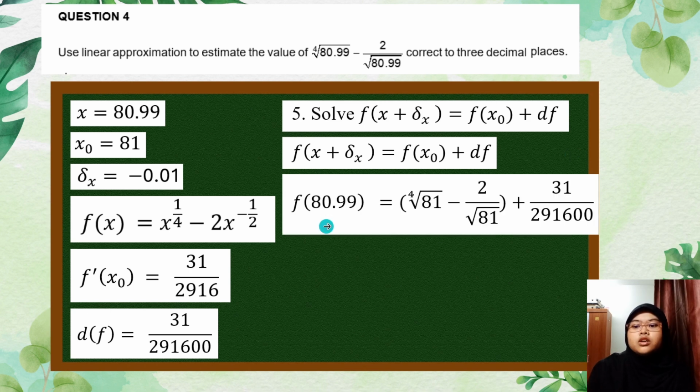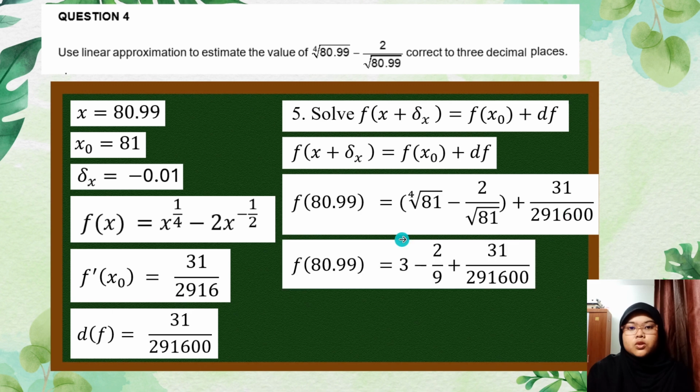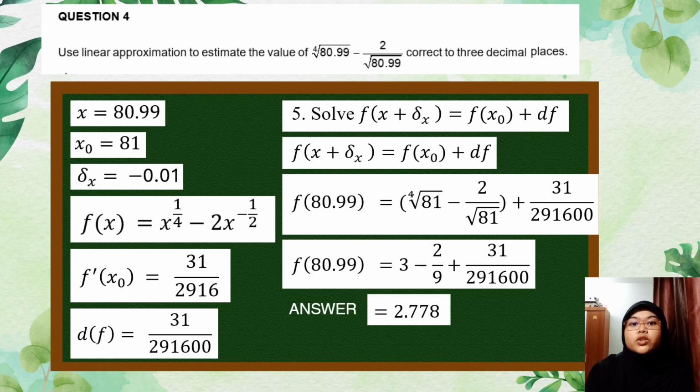So f in bracket 80.99 equals the fourth root of 81 minus 2 over square root 81 plus 31 over 291600. So to reduce careless mistakes, we're going to solve it one by one. So f in bracket 80.99 equals 3 minus 2 over 9 plus 31 over 291600. So the answer that we will get is 2.778.